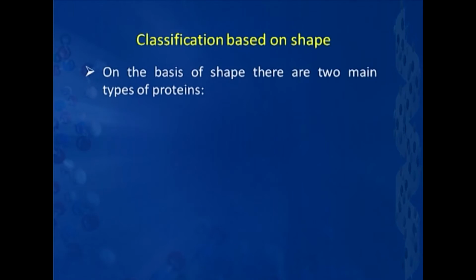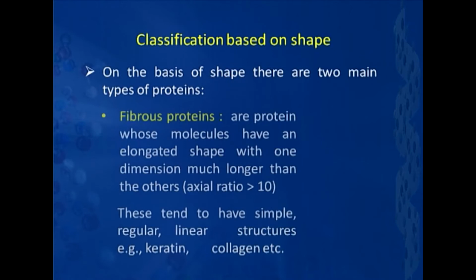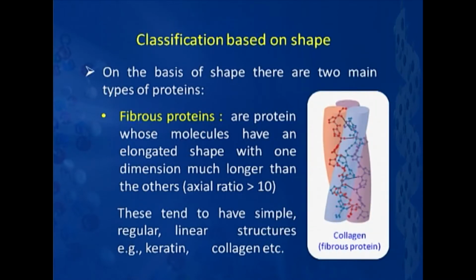Okay, let's move a little further and talk about classification on the basis of the shape the proteins acquire. On the basis of shape, proteins can be put into two main types. That happens to be fibrous proteins. As the name suggests, fiber, long, elongated ones. So these are proteins whose molecules have an elongated shape. That means one dimension happens to be larger than another one. This example here is the example of collagen. Collagen is a protein which is fibrous in nature. You can see that it is elongated.